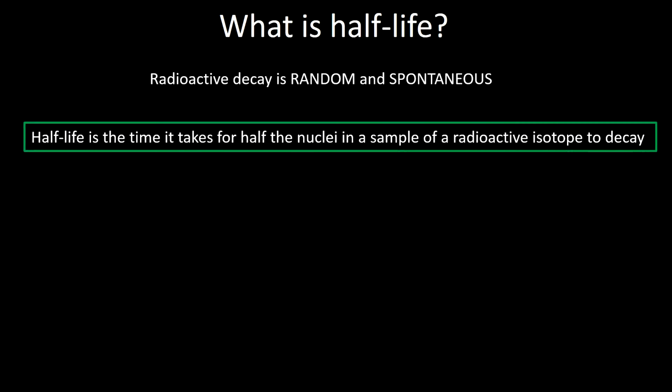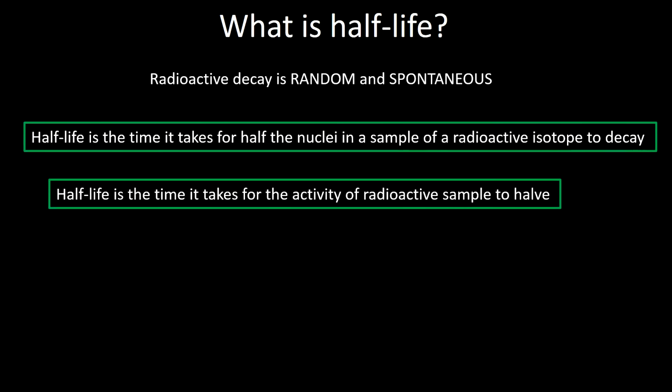Okay, so the half-life is defined as the time it takes for half of the nuclei in a sample of a radioactive isotope to decay. Now that's not a very practical way of measuring half-life because we cannot count the individual nuclei in the sample. So the practical way to measure it is to measure what we call the activity of the sample, and we can redefine half-life as the time it takes for the activity of the radioactive sample to halve.